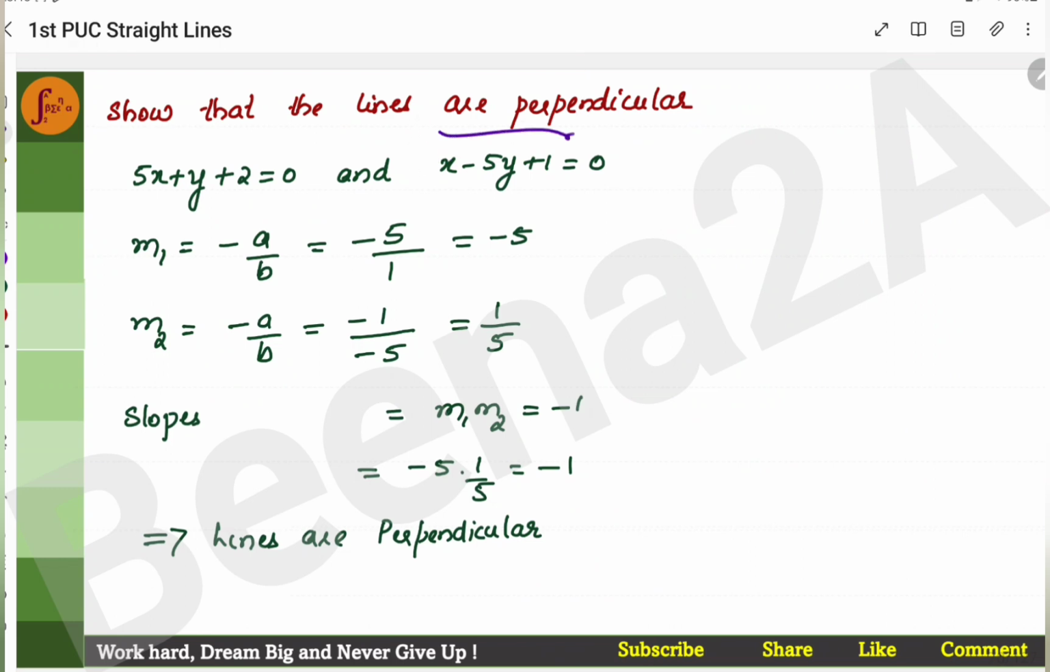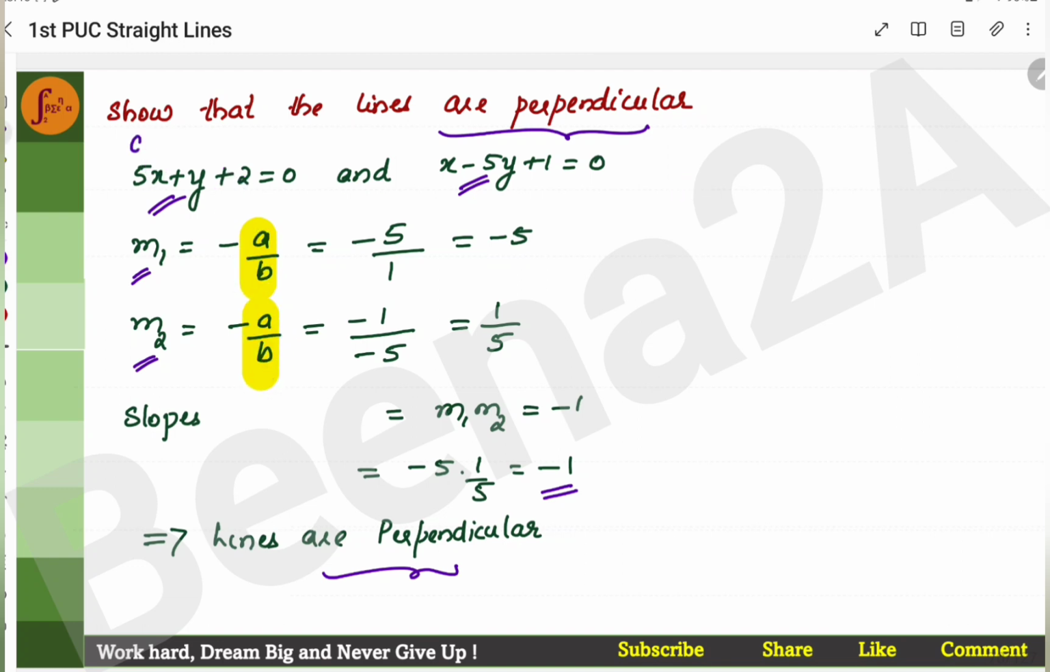Show that the lines are perpendicular. You have two equations given here, right? You find the slope of the first line and the slope of the second line. You multiply them and see if it gives you minus 1 as the result. If you get minus 1, that means the lines are perpendicular. Now, how do you find the slope? Slope is nothing but minus a by b. So what is a here?